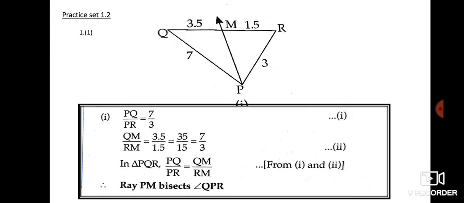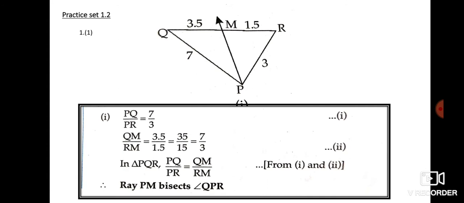Keeping these things in mind, let us solve the exercise. The first sum of exercise 1.2. Here a triangle is given and the lengths of the segments are already given. We have to identify and tell whether in this figure ray PM is the bisector of angle QPR. I repeat the question. There's a triangle given here. The lengths of the line segments are given. We have to identify in the given figure whether ray PM is the bisector of angle QPR.